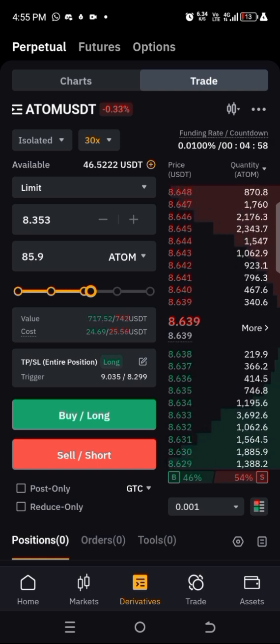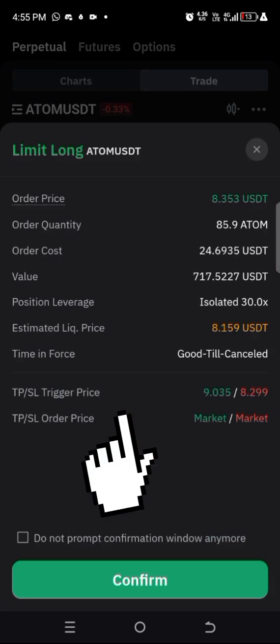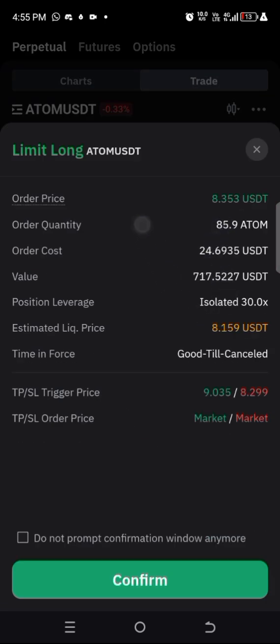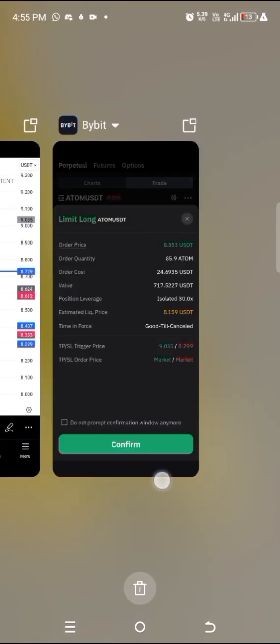Either way, the last thing you do is to click on buy/long. Then you click on buy. It brings out these things for you. You confirm your order. I always like confirming my orders. Order price, this is my entry price, 8.353. These are the things I check. Order cost, what it is costing is $24.69. That's what I use in taking this trade. Then I have position leverage. I use 30x. I selected the liquidation price. That's if I don't use a stop loss, but I'm already using a stop loss. So I won't get liquidated, except in rare cases where markets move so parabolically that it was not controlled and your order was not picked at stop loss.